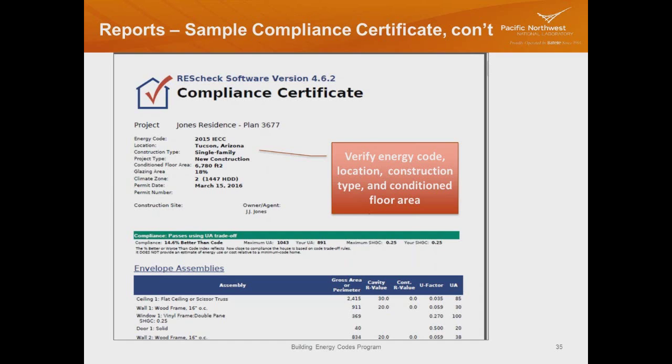So it will list all the building envelope assemblies that you've entered into the REScheck program. It'll show the gross area of each assembly, the cavity and or continuous R values, the calculated U factor, and then the total UA for each assembly that you've entered.